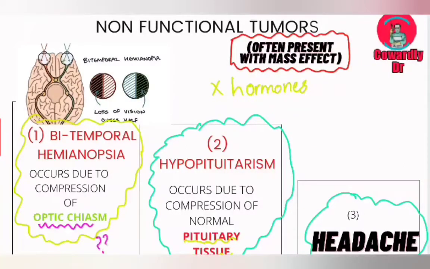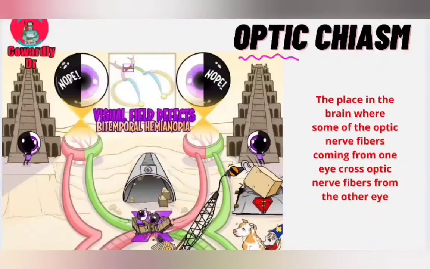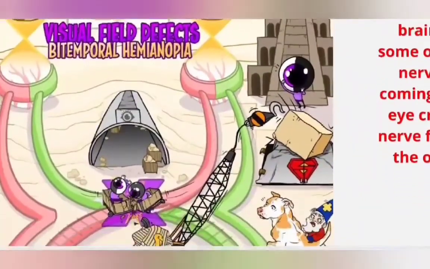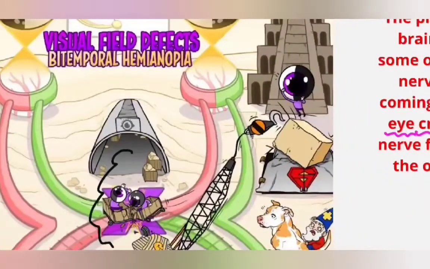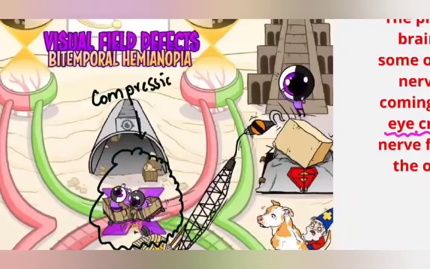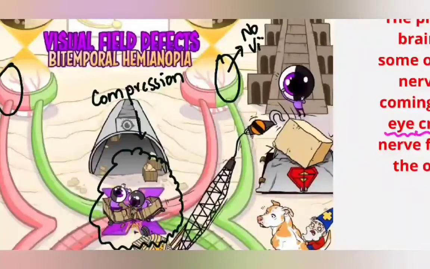Now what is the optic chiasm? The optic chiasm is the place in the brain where some of the optic nerve fibers coming from one eye cross the optic nerve fibers from the other eye. Here, as we can see, is the optic chiasm where the optic nerve fibers from one eye are crossing the optic nerve fibers from the other eye. The compression of the optic chiasm will cause the bitemporal hemianopsia, in which there will be loss of vision in the outer half of each eye. No vision and no vision.